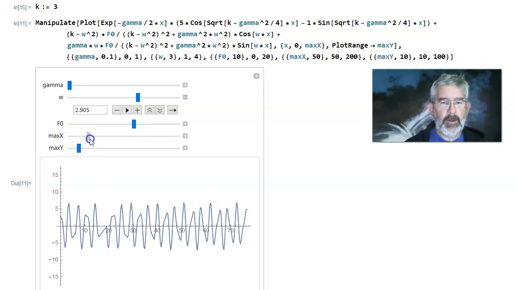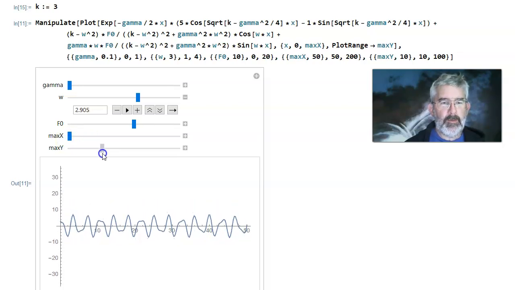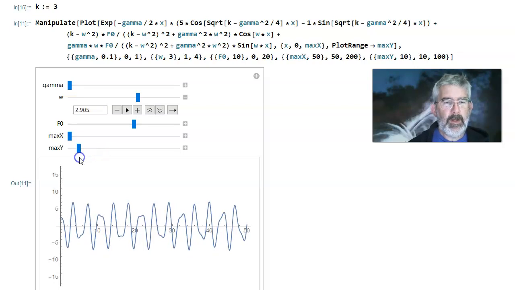Where do you want to start? How much of the graph do you want to see? Okay. So that's changing the y's or the x's. Now, first of all, I have this currently set with gamma equal to 0, so there's no damping.